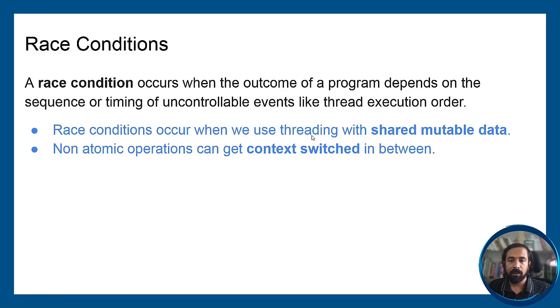In our flight booking application, the issue occurred because we had shared mutable data. We had our available seats variable, which is shared across all threads, and non-atomic operations get context switched. So there are 15 total customers trying to book, and before one customer books and writes the available seats back to memory, the process gets context switched and the control goes to the other thread.